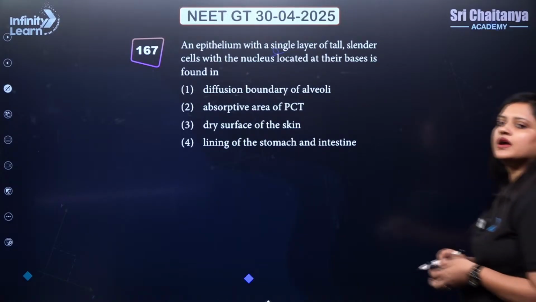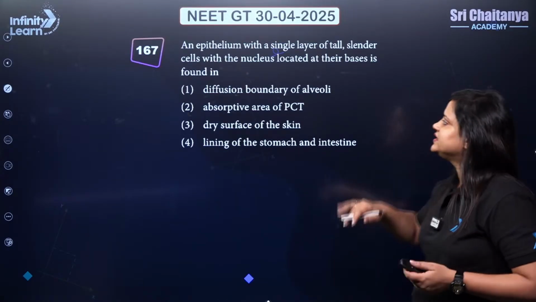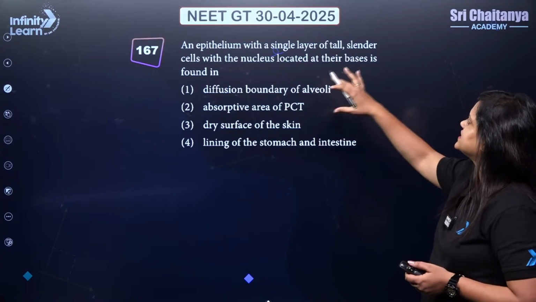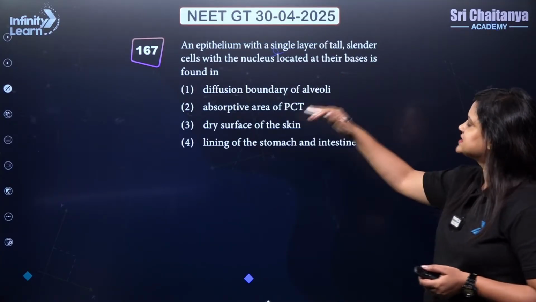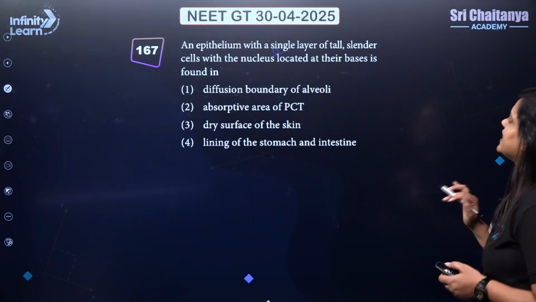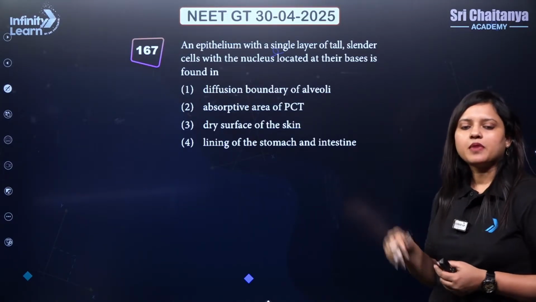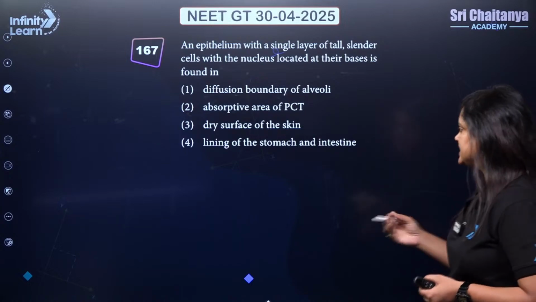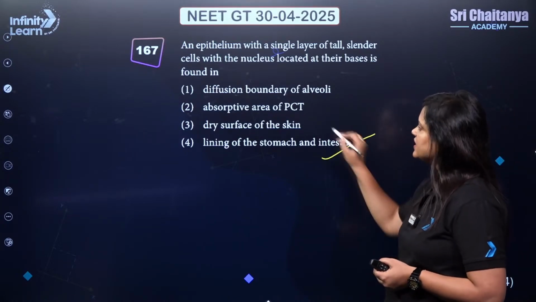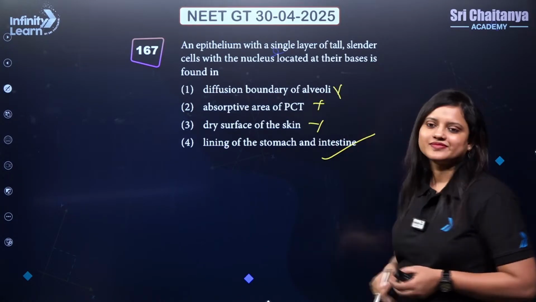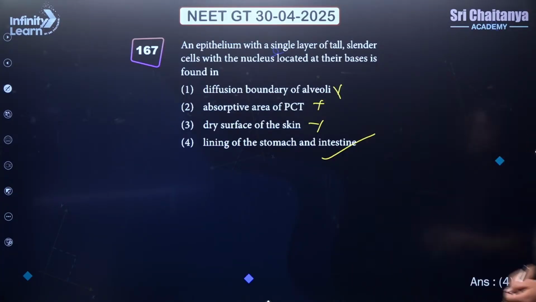Okay. Now let's see and read this question. An epithelium with a single layer of tall slender cell with the nucleus located at their bases is found in. So they are asking about tall columnar cells that you will get in the lining of stomach and intestine. That's it. So correct answer should be 4.